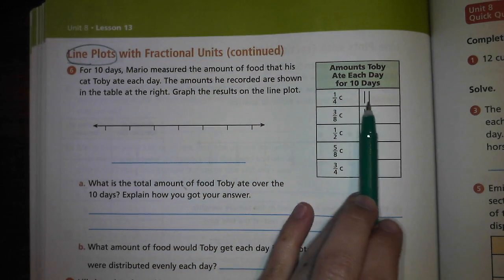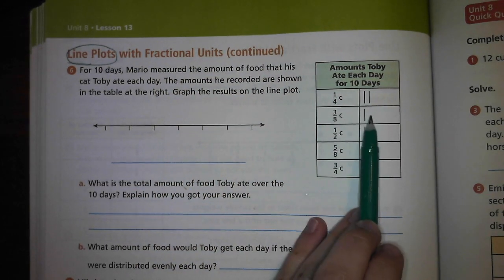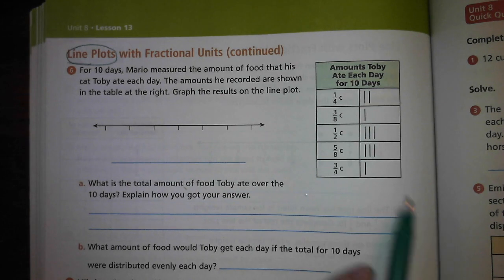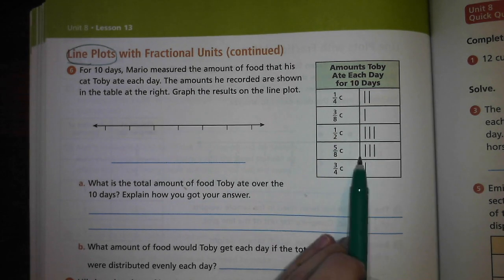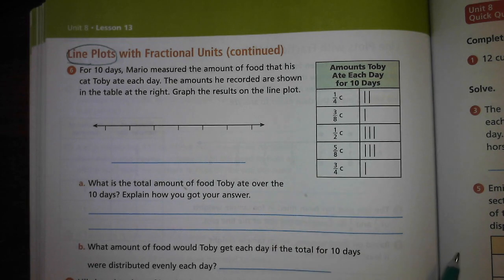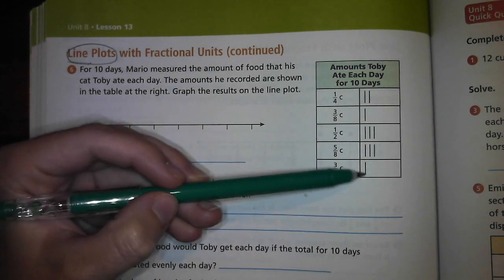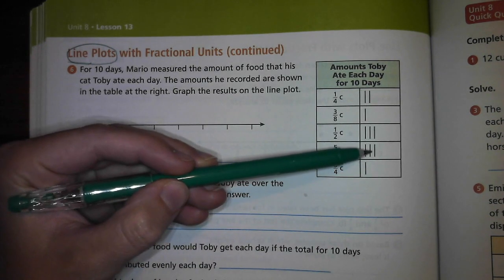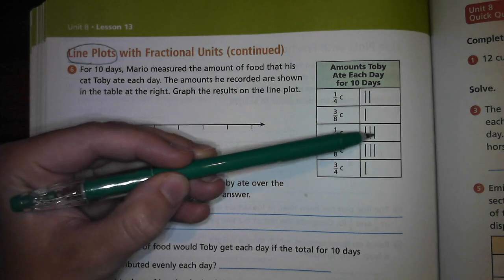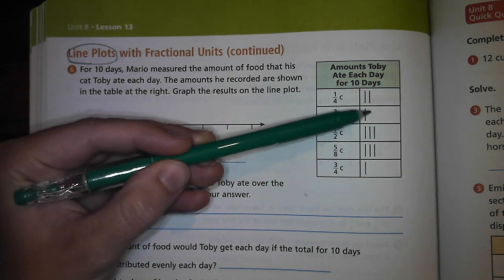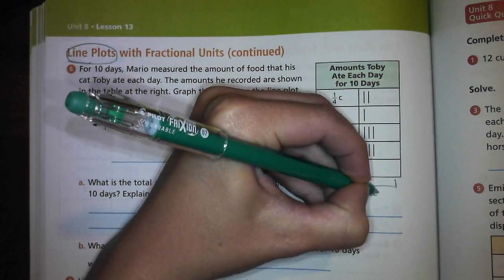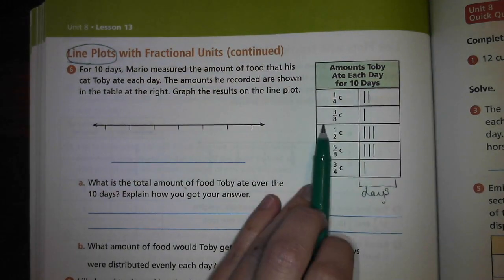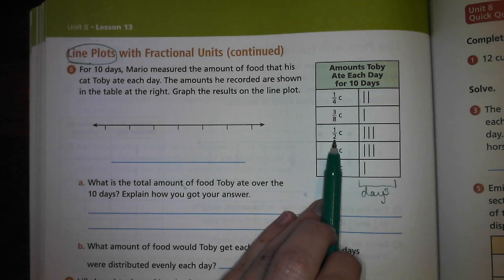So for 2 days, he had 1/4 of a cup. 1 day, he ate 3/8 of a cup. For 3 days, he ate 1/2 of a cup. For 3 days, he ate 5/8 of a cup. And for 1 day, he ate 3/4 of a cup. We add all these up. 1 plus 3 is 4. 4 plus 3 is 7. 7 plus 1 is 8. 8 plus 2 is 10. So these are the days, or how frequently these amounts were eaten.